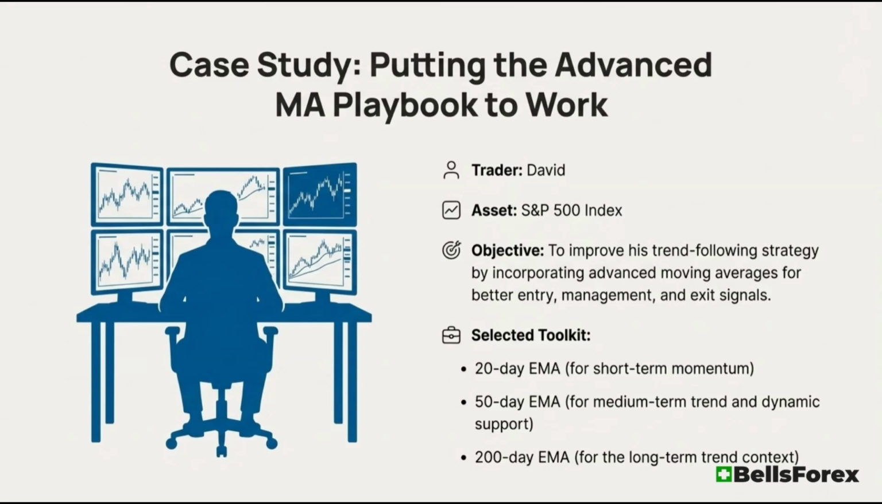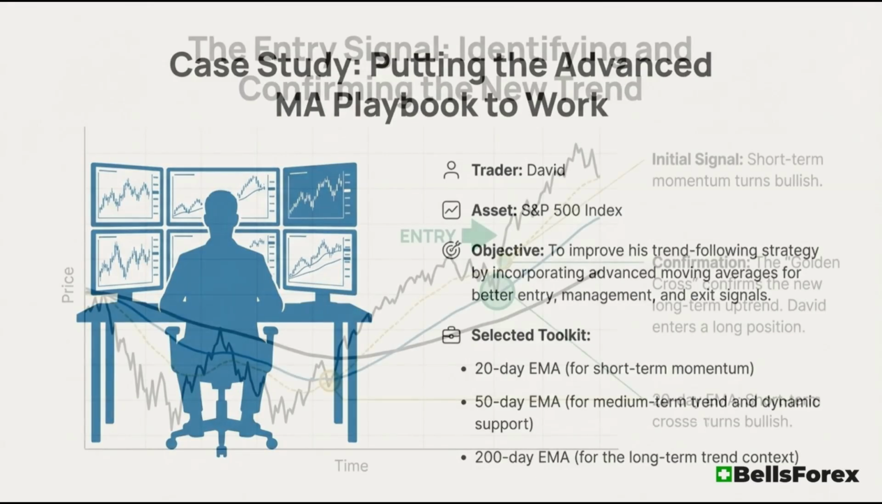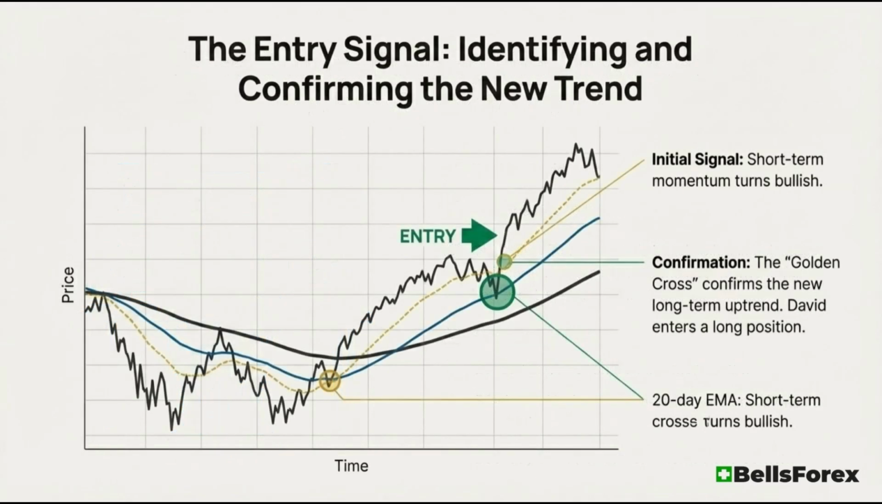So, step 1, tool selection. He chose that multi-layered approach we just talked about, using the 20-day, 50-day, and 200-day EMAs. Because of their superior responsiveness, he's layering signals short, medium, and long term. So how did he pull the trigger on the entry? Step 2, entry confirmation. He was patient. First, he saw the 20-day EMA cross above the 50-day EMA. That was his early sign of momentum.